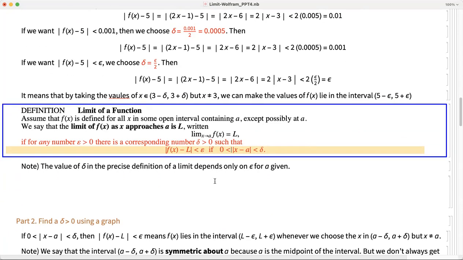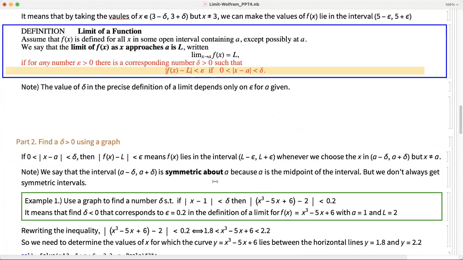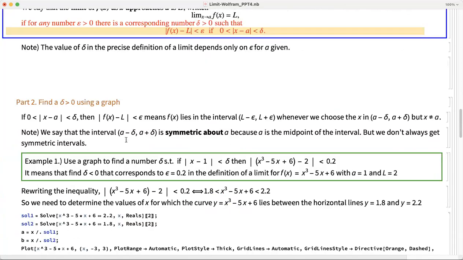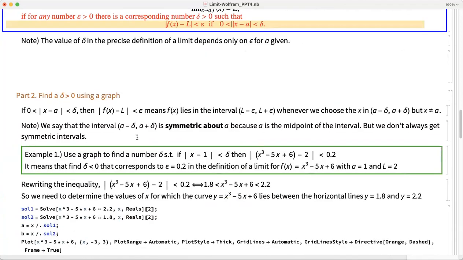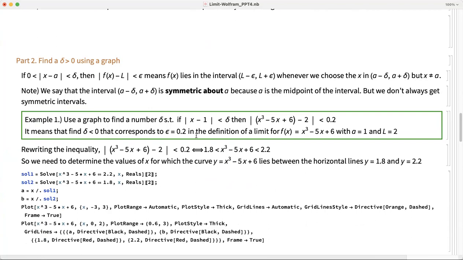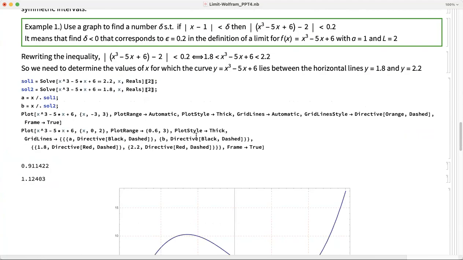All right, so now we move to part 2. How can you find delta? We got a clue. How can you get the relationship between epsilon and delta right there? Here, this one is talking about something about symmetry, but I'm going to go over this one later.